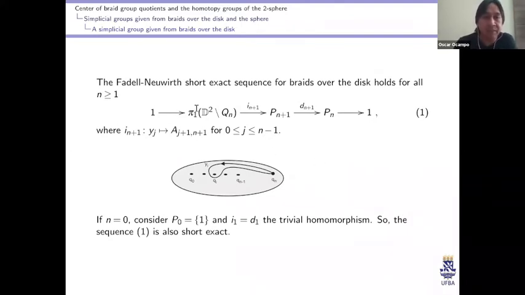This is natural to give the inclusion here, just taking the generator Yj given to A, J+1, N+1. This is very natural. It's just something like you have the projection over the disk and you just take this loop times 0, 1, and you have the natural inclusion of the fundamental group of the punctured disk inside the pure braid group over the disk. Okay.